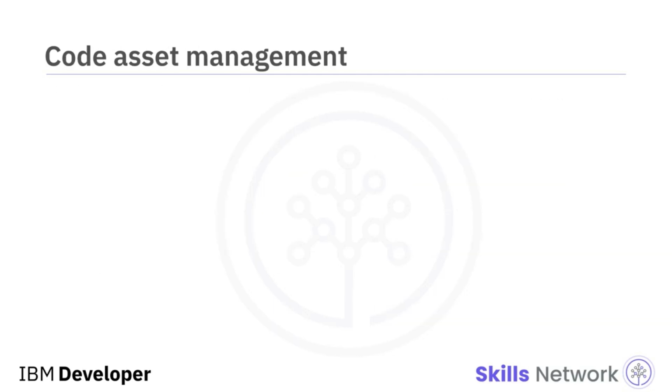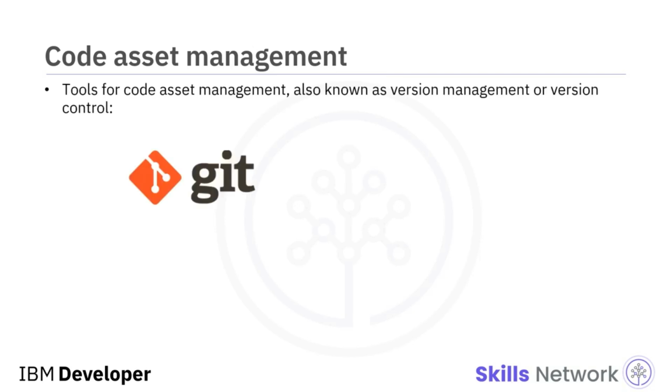So the choice of code asset management tools has become quite simple. Git is now the de facto standard for code asset management, also known as version management or version control. Around Git emerged several services.